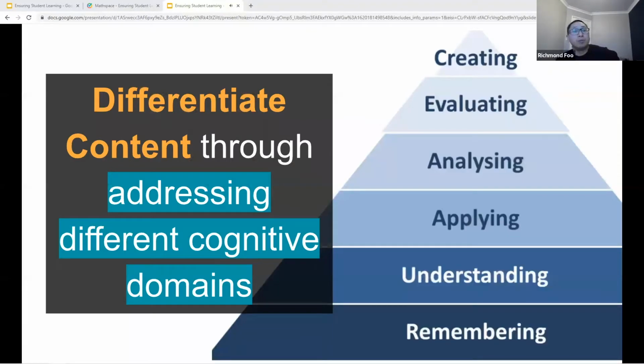Okay, so we've talked a lot about how to do it, setting the goals, determining what strategy you want to implement, and then collecting the data. I guess what we're going to do is go through a couple of ways that we can actually do it. So let's say, for example, you wanted to differentiate your content through addressing the different cognitive domains, meaning Bloom's taxonomy, right?